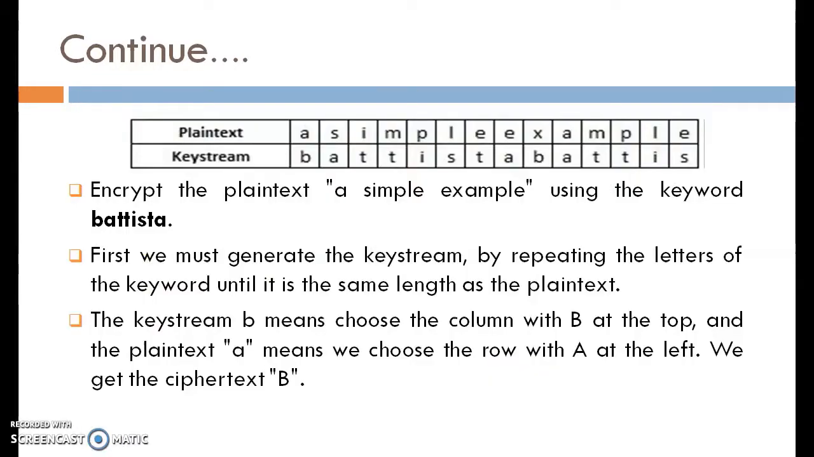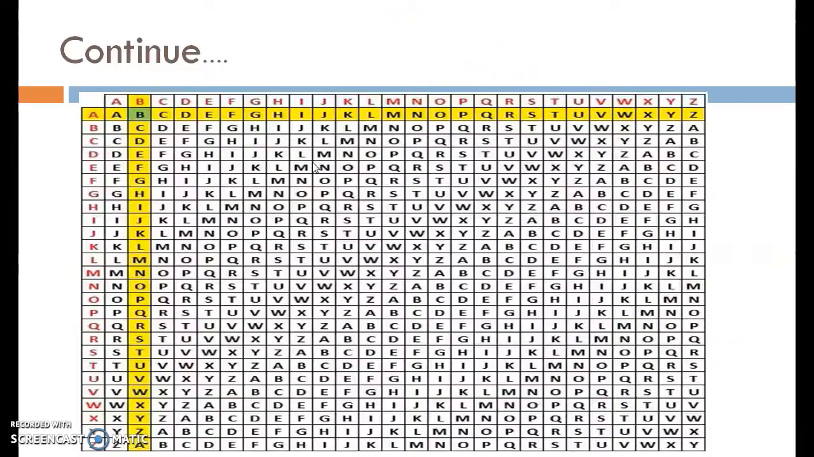Next, how do we calculate the ciphertext using the Vigenère table? Now consider that our plain text letter is A and key letter is B. In the Vigenère table, this is our plain text letter A and key letter B. The intersection of both is B, so that is the corresponding ciphertext letter.